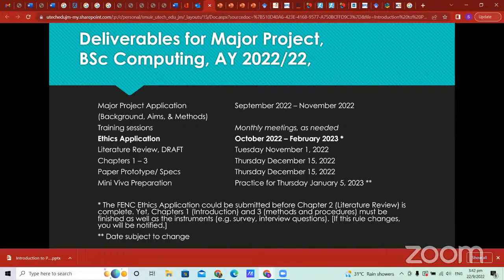And then you'll be preparing for your Miniviva. We actually have a proposed date of Thursday, January 5th, which is before the semester begins, so that we won't have any problem with clashes with classes, and the panelists will be able to be there. So that's a plan.